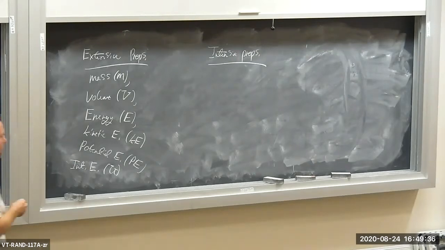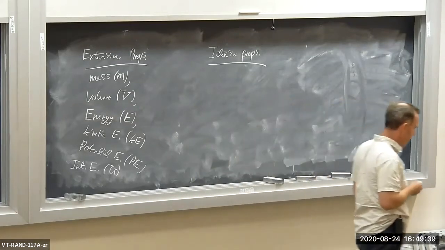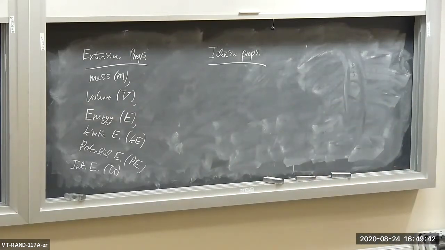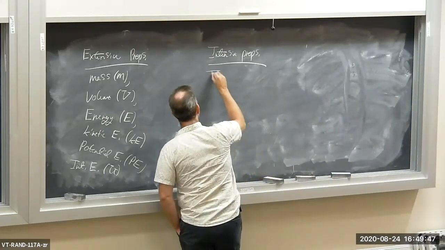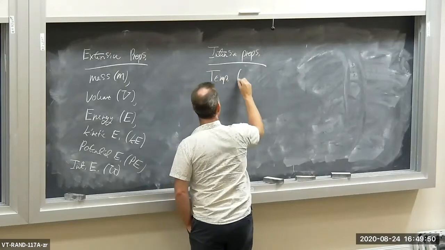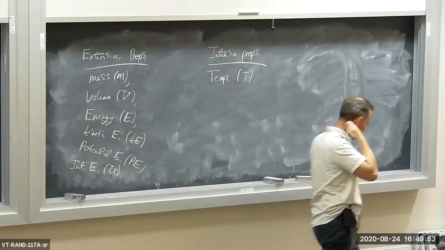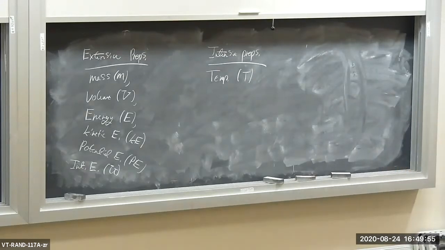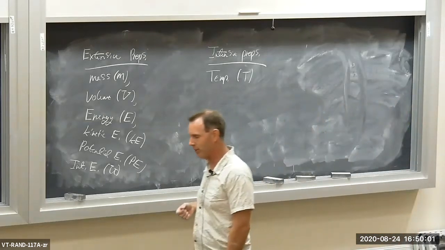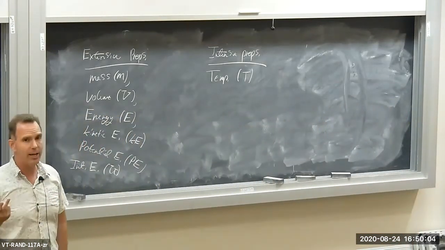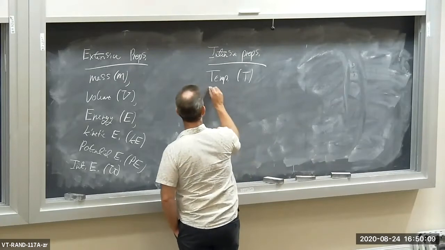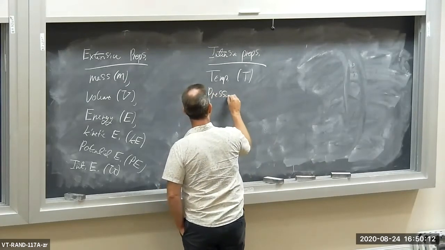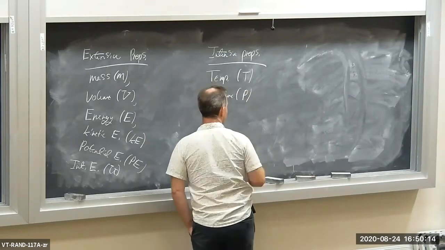Well, let's list some intensive properties. Basically, anything we can think of that we haven't listed as extensive is probably intensive. The big one is temperature, capital T. Doesn't really matter how big the system is, its temperature is a temperature. You could double the size of this room and the air temperature wouldn't change. Pressure, P, is another one.